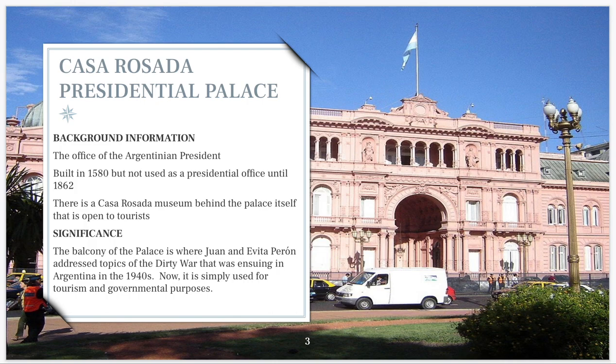And it is significant because the balcony of this palace is where Juan and Evita Perón addressed topics of the Dirty War that was ensuing in Argentina in the 1940s. And now it's simply used for tourism and governmental purposes, but they would give speeches off of the balcony of this building to the people down below, and it was basically just them on a power trip. It wasn't anything terribly significant that they would say, but they would give speeches from this palace.